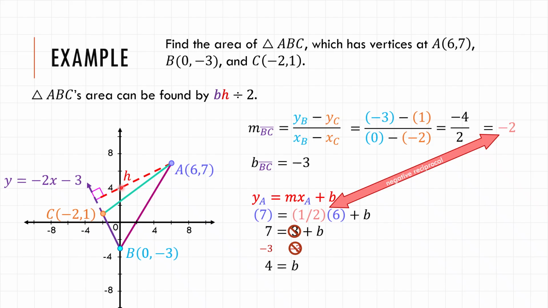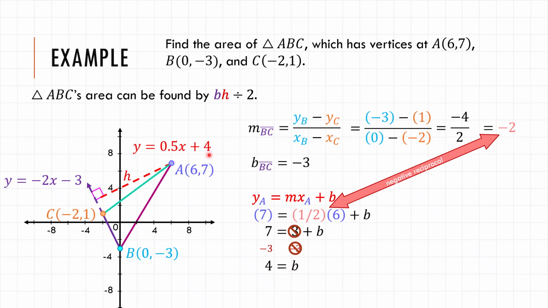I do want to analyze it, right? So what I found basically is that the equation of this line right here, the line segment that I could use to describe the height, its equation is y equals half times x plus 4. I've got the slope, and now I've got the y-intercept.